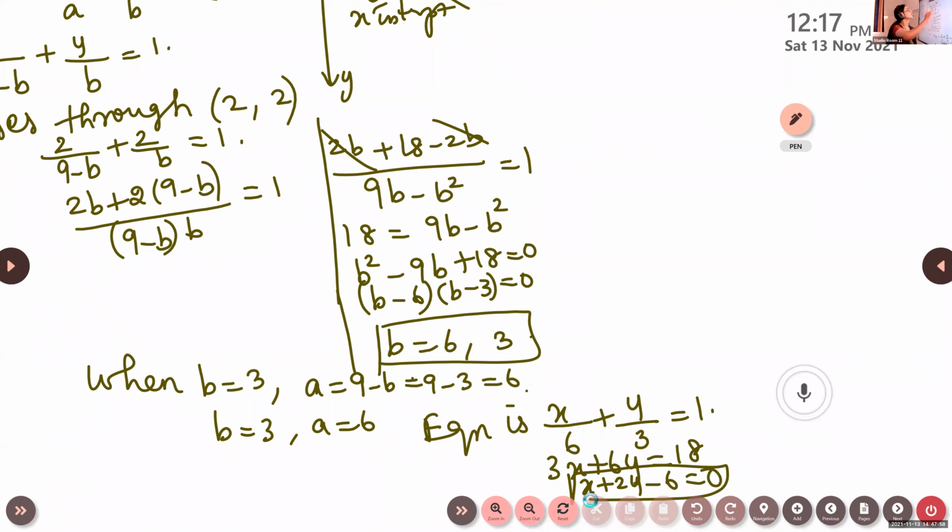What is the answer? Completed, and Mary? And 2x plus y minus 6 equal to 0. 2x plus y minus 6 is 0. Is it correct? Sabrinath, is it correct?